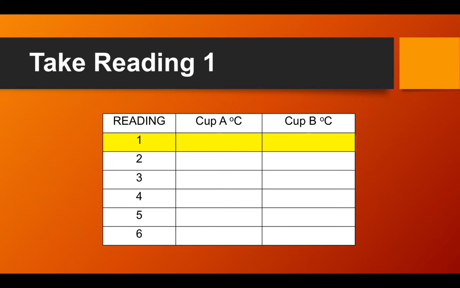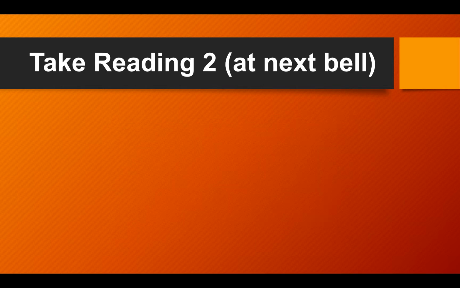So take reading 1 at the beginning of the experiment. Record the temperature for cup A and for cup B using the thermometers. And we will be waiting about 45 seconds to a minute between each one of the measurements before taking another reading. So we're going to take reading 2 at the next bell.